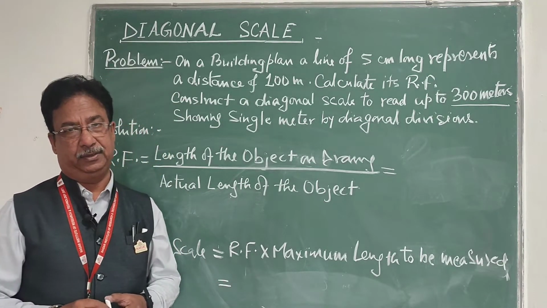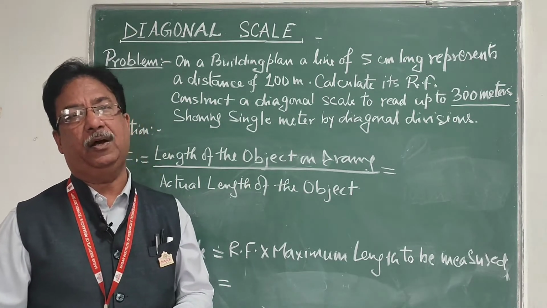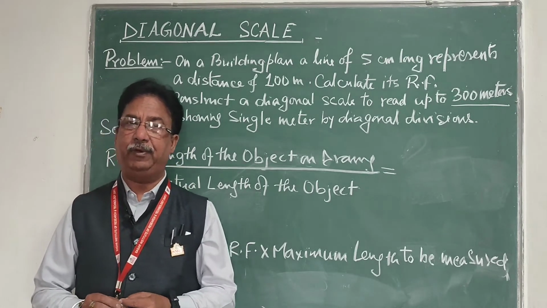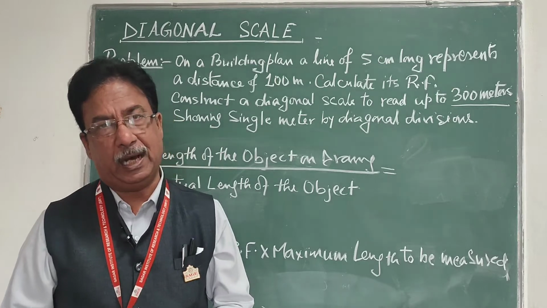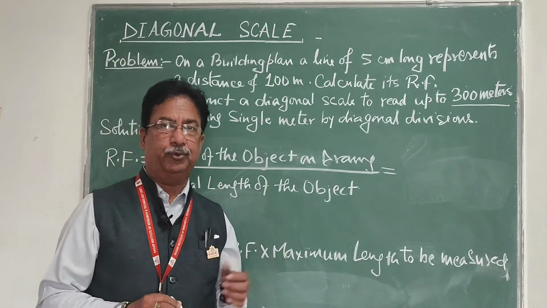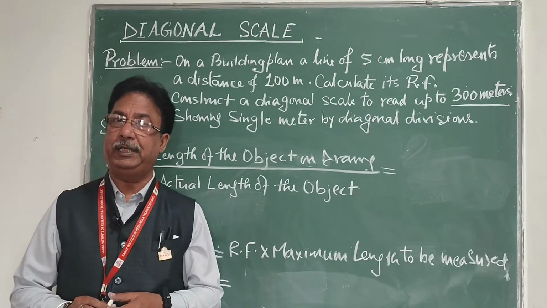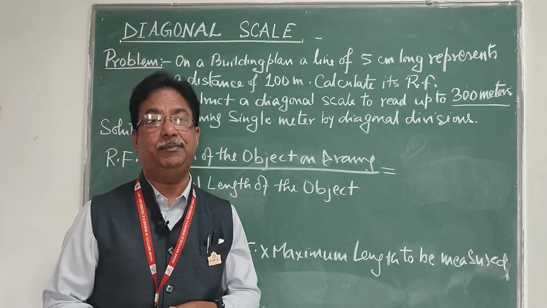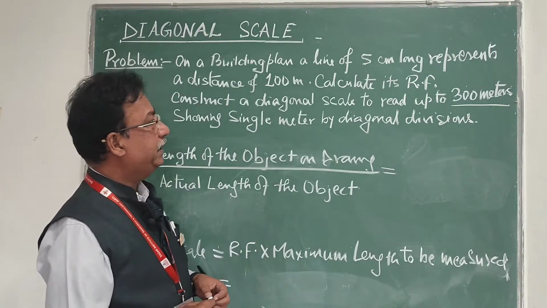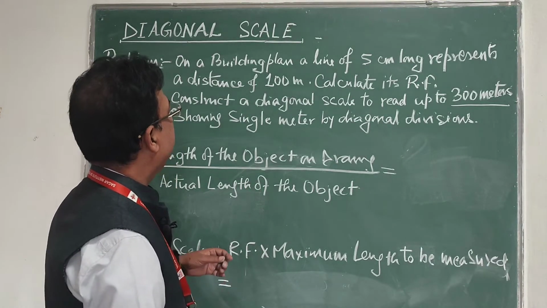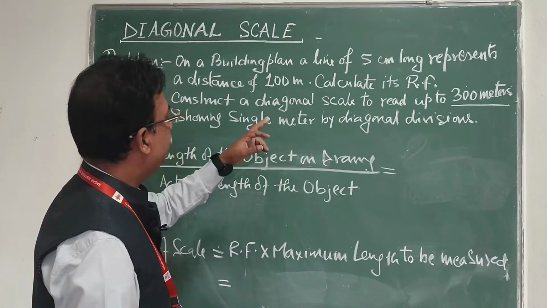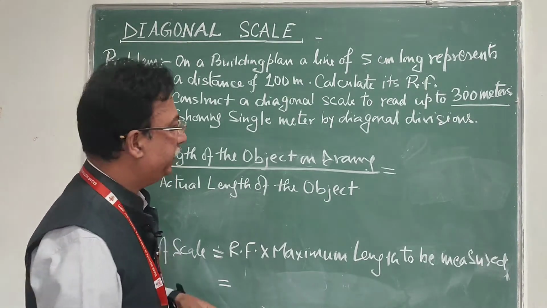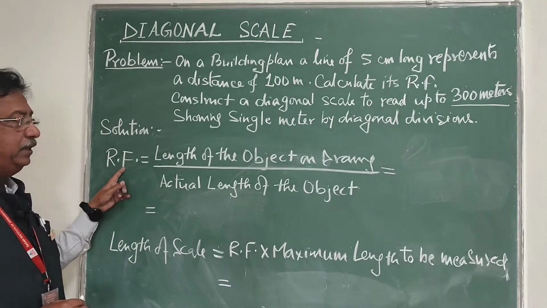by diagonal division. As you remember, I already told you that for any scale the three prime requirements will be: one will be the RF, for that the proportion will be given to me, second will be the units we want to measure with the help of that scale, and third will be what is the maximum length. All the three things are given in this problem. We already told the ratio, that is 5 centimeter will be representing a distance of 100 meter. So easily we can find out the RF.